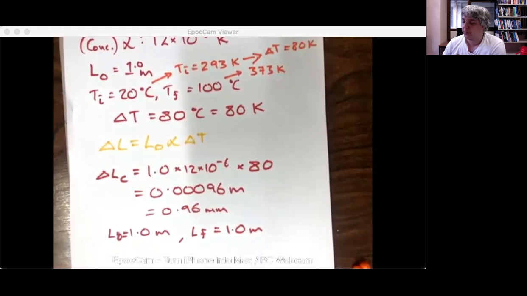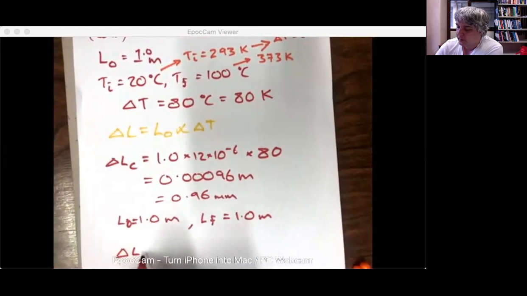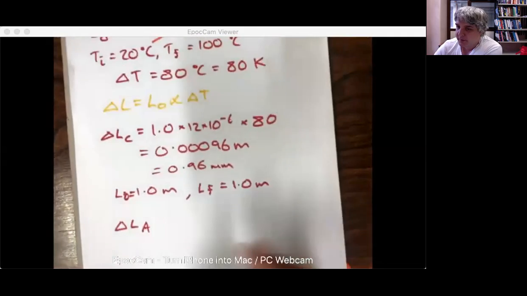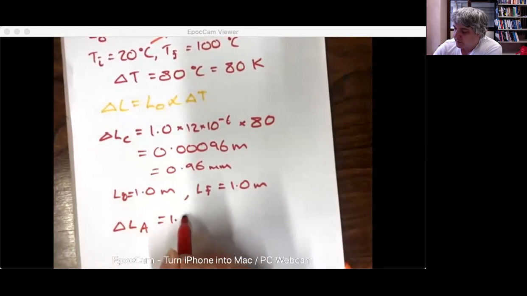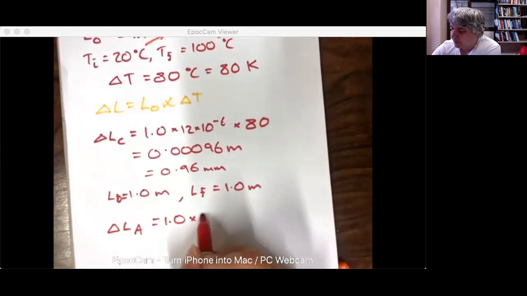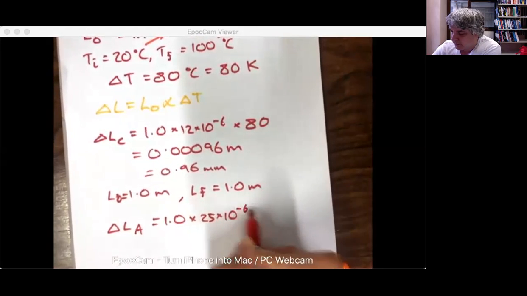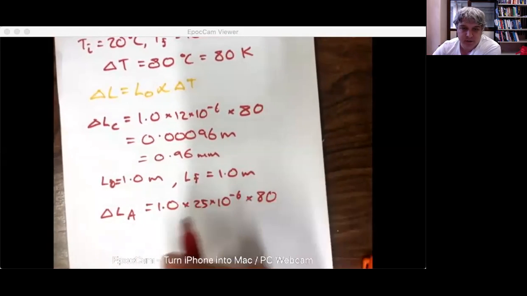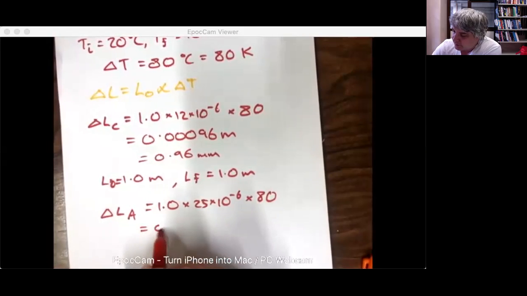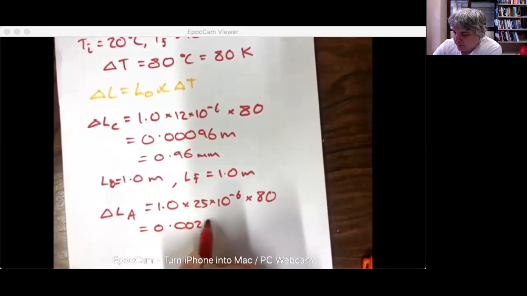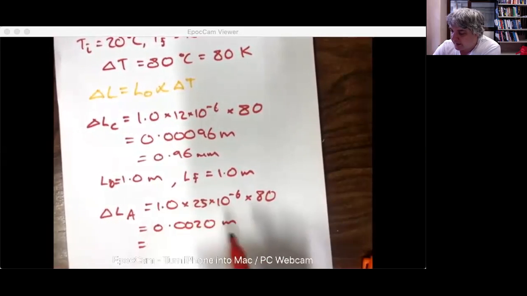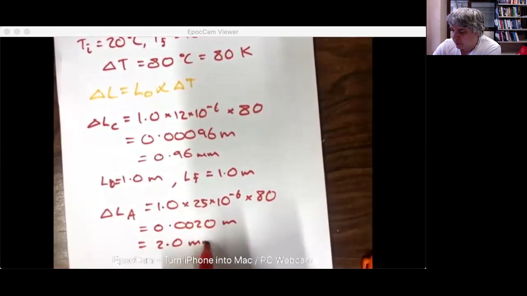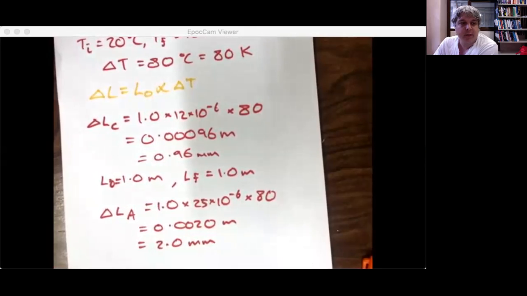Exactly the same thing for the aluminium. So change in length for aluminium, we just do the same formula. So 1 meter is the original length, but now we've got 25 times 10 to the negative 6, and we've still got 80 degrees Celsius temperature change. And that gives us 0.0020 meters. And again, converting to millimeters, we get 2.0 millimeters. So we have a 2 millimeter change for the aluminium bar.